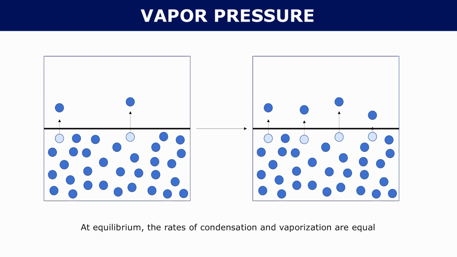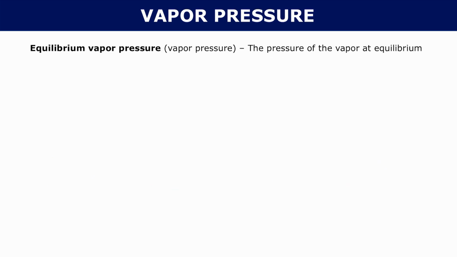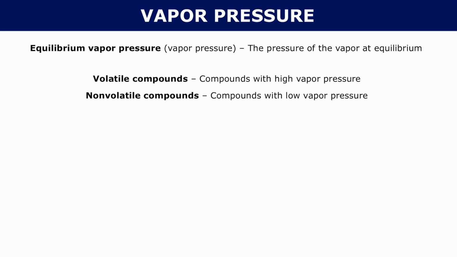Now, when you're at equilibrium, when your rates of condensation and vaporization are equal, the vapor pressure on this top area is what you call the equilibrium vapor pressure. It's the pressure of the vapor at equilibrium. Sometimes we just say vapor pressure instead of equilibrium vapor pressure, but they refer to the same thing. And so you're going to have two different types of compounds that you can classify based on vapor pressure. You have volatile compounds, which are compounds with high vapor pressure, and non-volatile compounds, which are compounds with low vapor pressure.